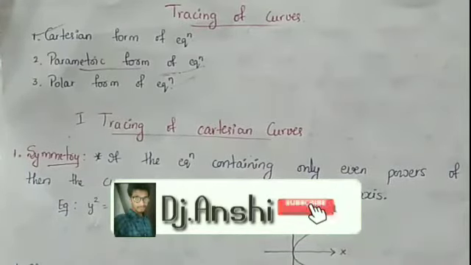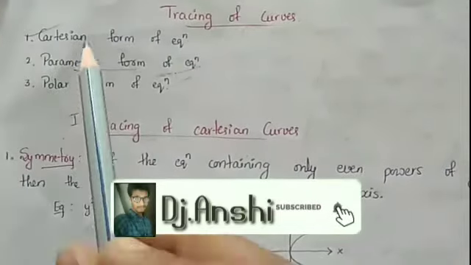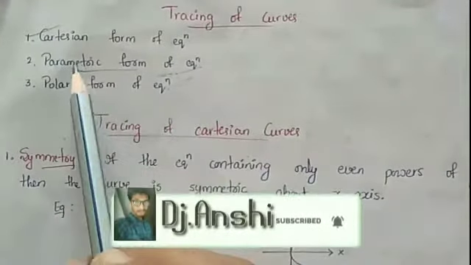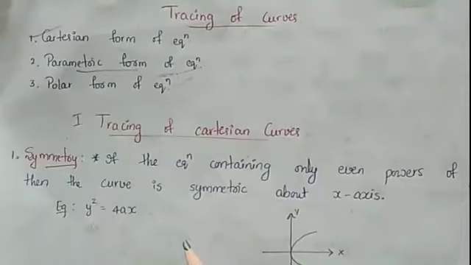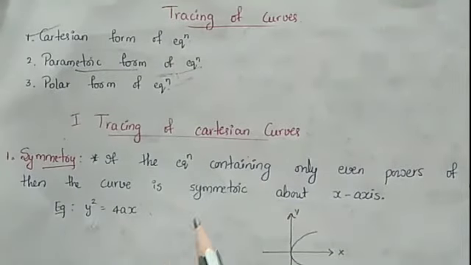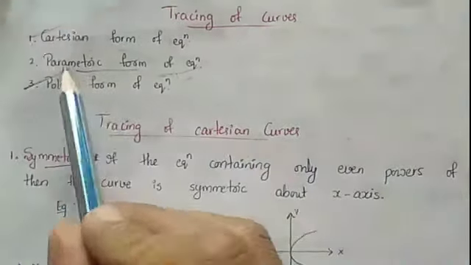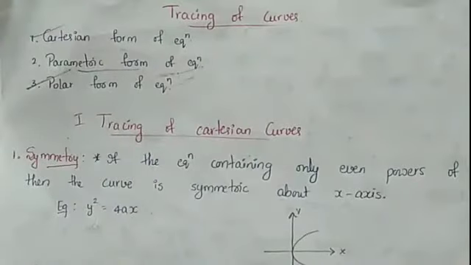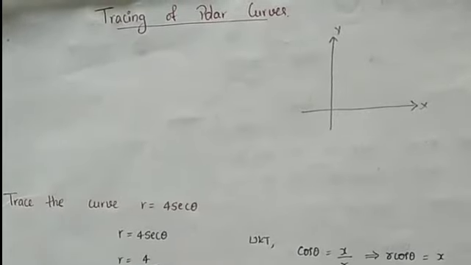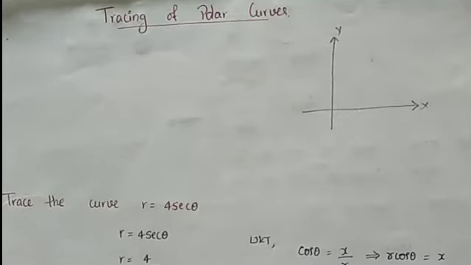In the previous classes, you learned about the tracing of Cartesian form of equations and the parametric form of the equations. In this class, you will learn about the tracing of polar form of the equations. What is the difference between the Cartesian form of the equations and the polar form of the equations?